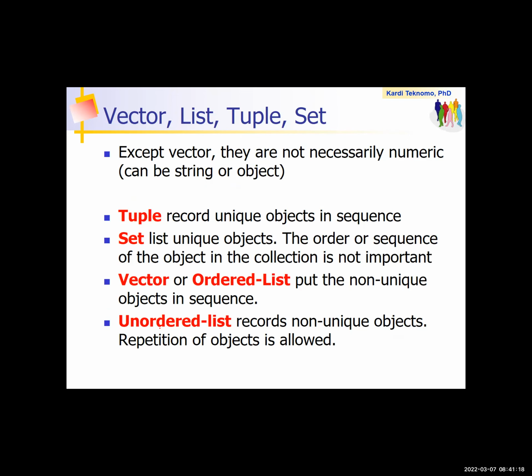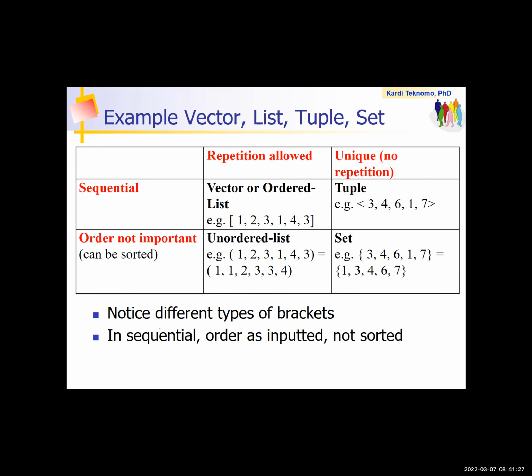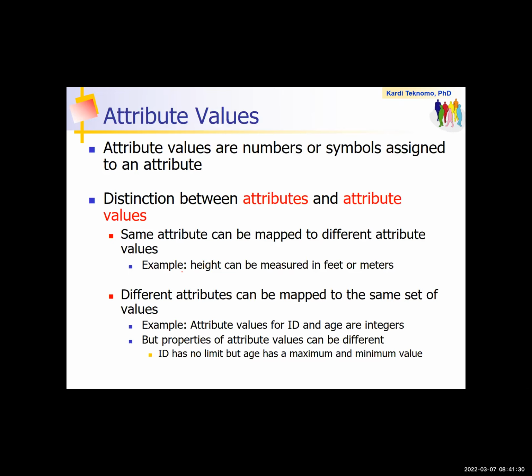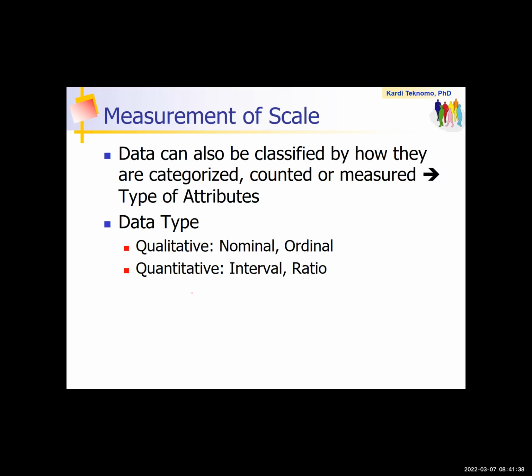Okay. And we have discussed also last meeting about tuple, set, vector, and unordered list. Right. This is the summary of it. Okay. And the last part of the data exploration that we discussed last meeting was about attribute measurement scale. Okay, so there are 4 measurement scales that we can divide into 2. One is called qualitative, okay, and the other one is called quantitative. Qualitative will be nominal data type and ordinal data type, okay, and quantitative will be interval and ratio.